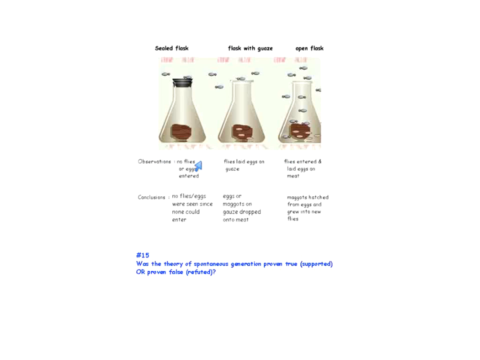This last one was open, so the flies could enter. And because the flies could enter, they saw them entering, they saw them laying their eggs on the meat, and their conclusion was that the maggots, the baby flies, hatched from the eggs and grew into new flies. Okay? So the question then: was the theory of spontaneous generation proven true, or was it proven false?